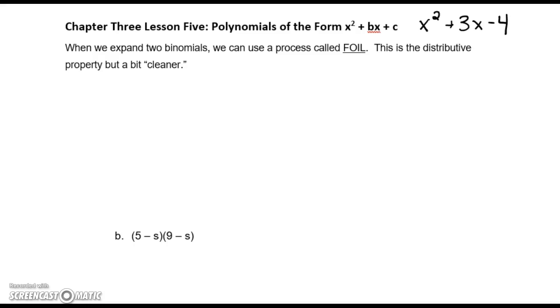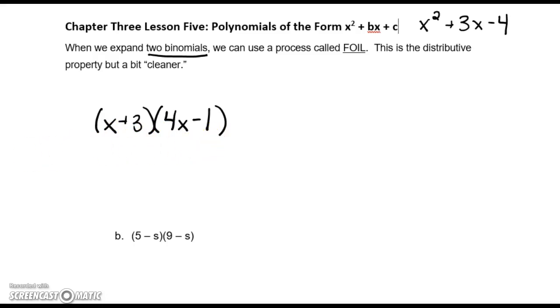In this video, we're going to look specifically at a process called FOIL, and this really only works when we're working with two binomials. And when I say working with, I mean multiplying them. Two binomials are essentially where we have two terms within that polynomial. So say, for example, we had x plus 3 as one polynomial, and the other one is 4x minus 1. Here we're multiplying two binomials, and they're binomials because each one has two terms.